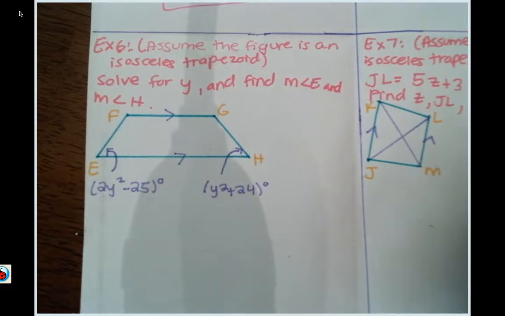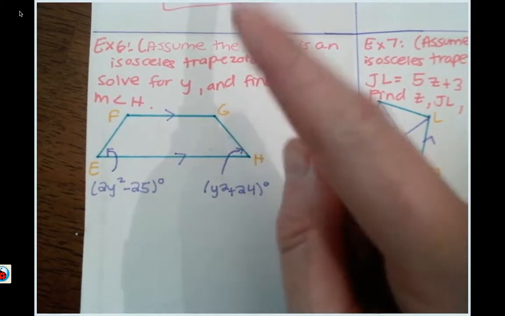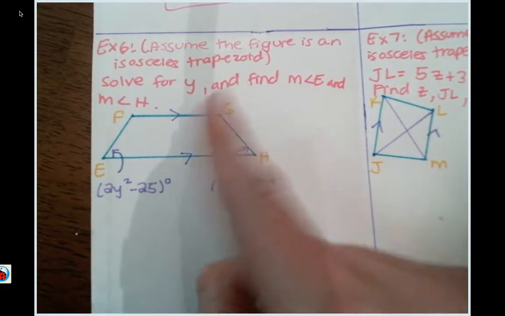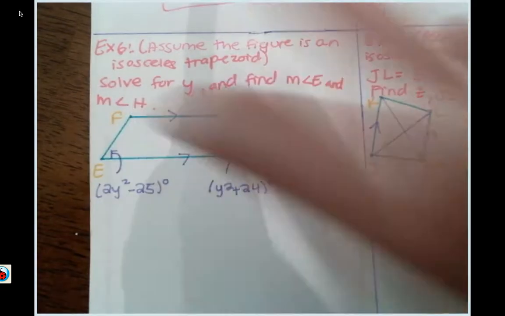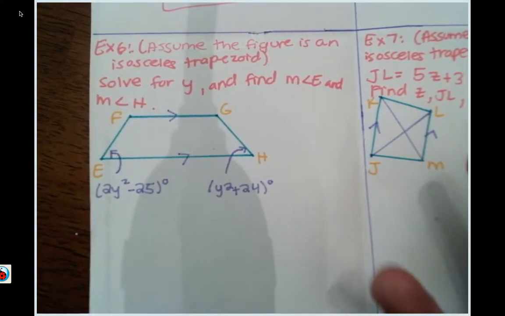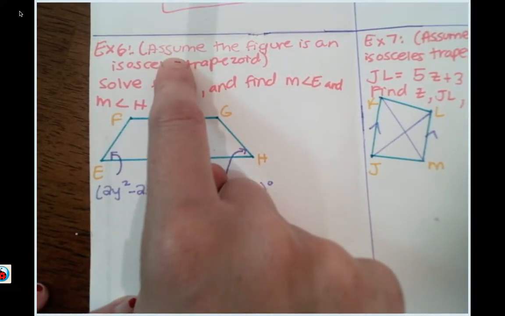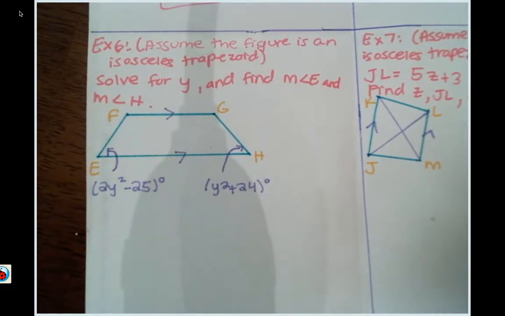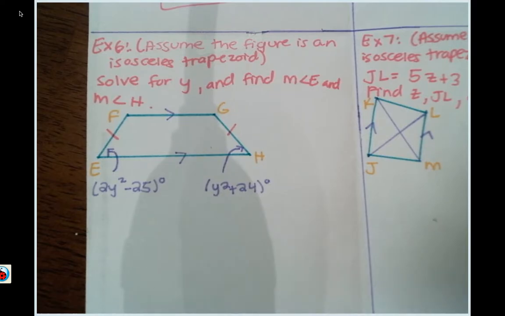Oh man, you guys, we are continuing on with these isosceles trapezoid problems, which this picture does not tell me it's an isosceles trapezoid. It tells me it's a trapezoid because I see a quadrilateral with two sides that are parallel, but I don't see two congruent legs, so it's not necessarily an isosceles trapezoid. But in the problem it says, assume the figure is an isosceles trapezoid. So guess what, you guys? I can mark these two legs congruent because now I know it's an isosceles trapezoid.